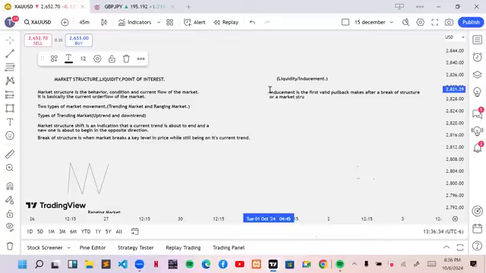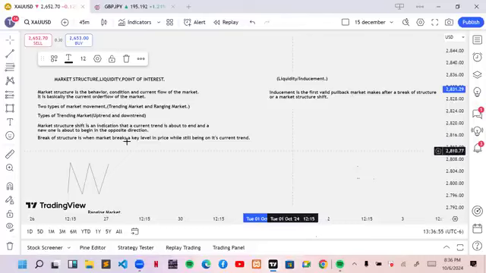That is what my inducement is. The first valid pullback market makes. Inducement is the first valid pullback market makes after a break of structure or a market structure shift.